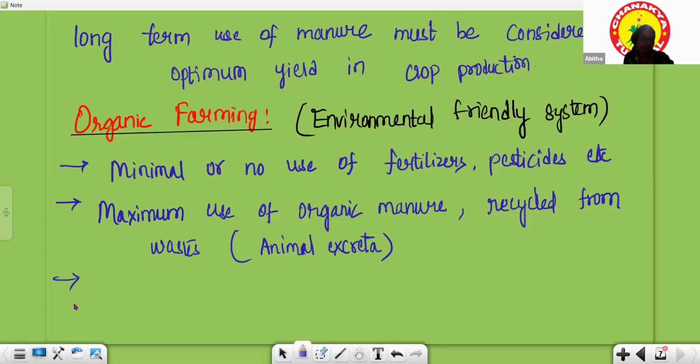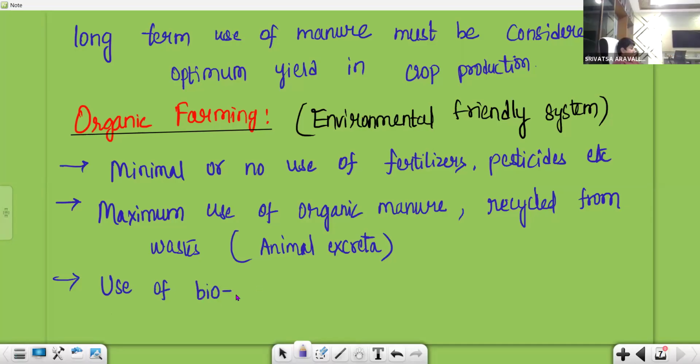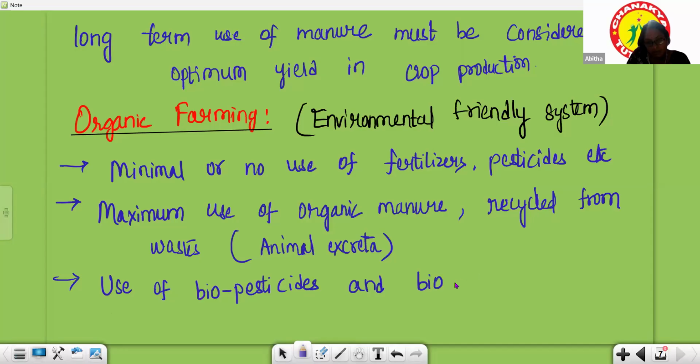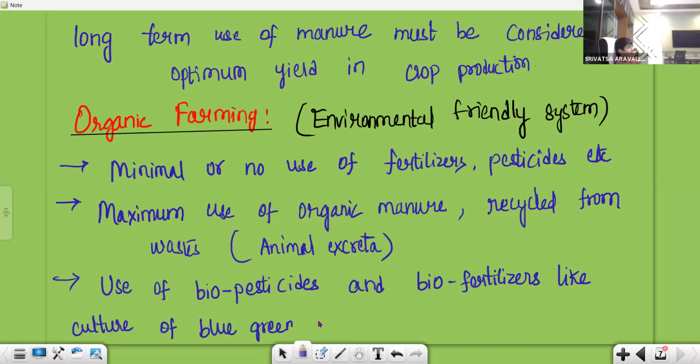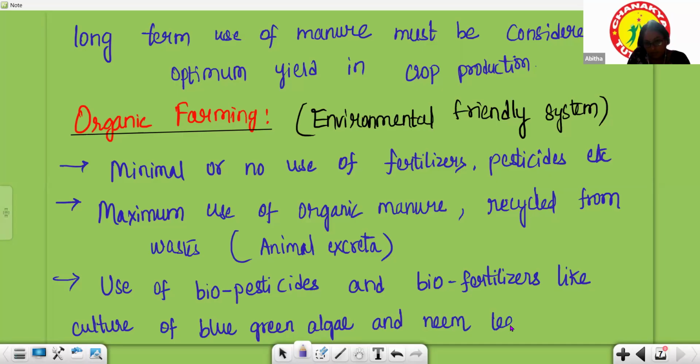Next, whatever fertilizers you are using should be bio, like by using blue-green algae and neem leaves. Neem can be used as an antiseptic to kill microorganisms. So, use of biopesticides and biofertilizers, like culture of blue-green algae and neem leaves, respectively.